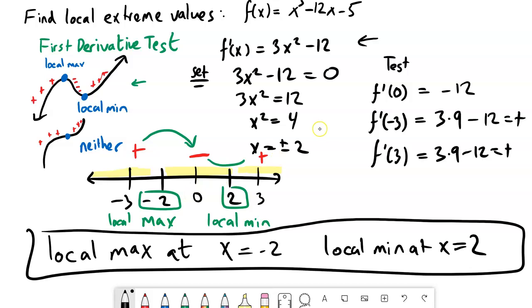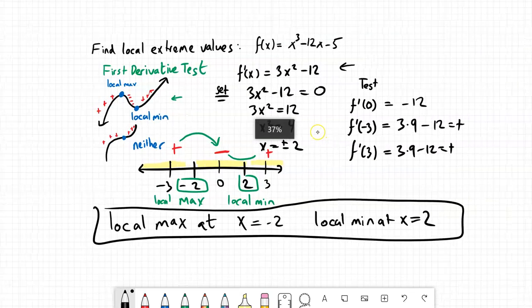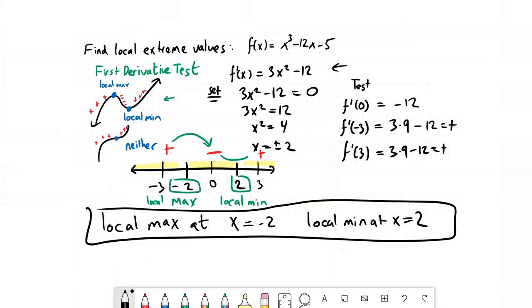We just finished this problem using the first derivative test, only the first derivative test. And that's it for this example.